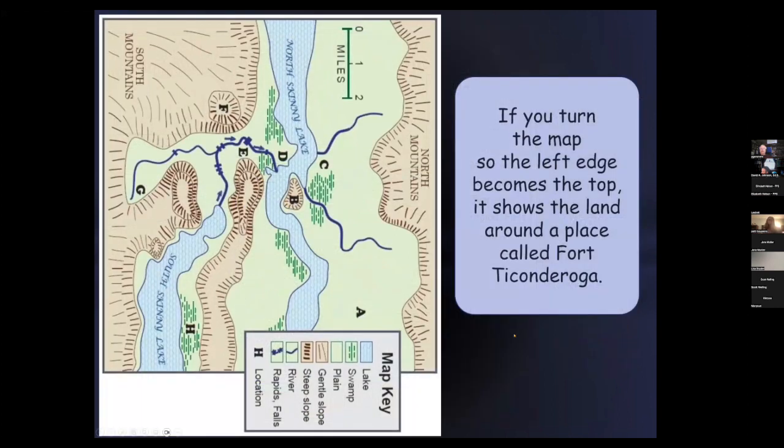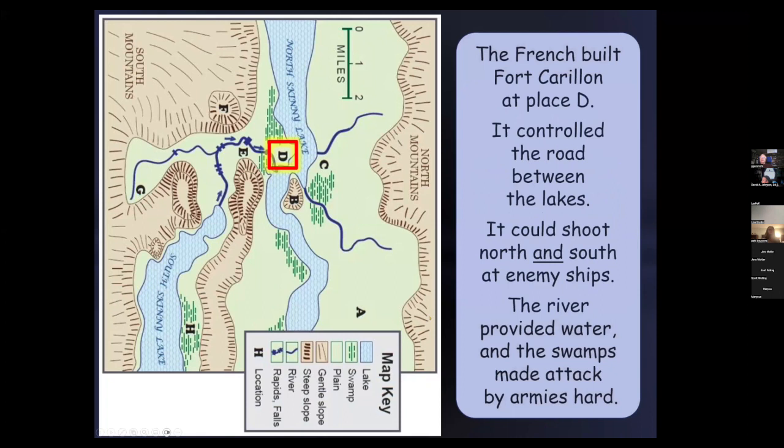And like the original map, the game that you did back in September, this one has got a real answer to it. When you rotate this map 90 degrees, it is a part of upstate New York. And what was called the North Mountain and the South Mountain become the East Mountain and the West Mountain, or the Green Mountain and the Adirondacks over here. And place D turned out to be the location of the fort. Now, the French built that at place D because it had a number of really important advantages. First of all, it controlled the only road between these two lakes.